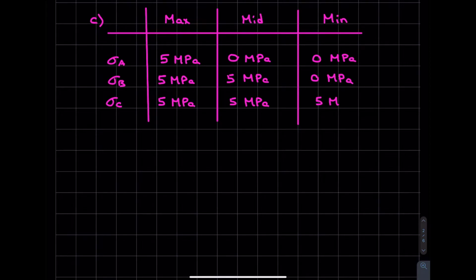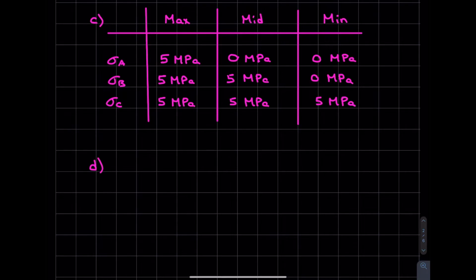Our minimum one is also 5 MPa. So that's question C. It's a little bit weird because you may not have already heard mid principal stress and minimum principal stress. But again, all we're doing is ordering the principal stresses from minimum to maximum. It's nothing more special than that. It's a nice, easy question.